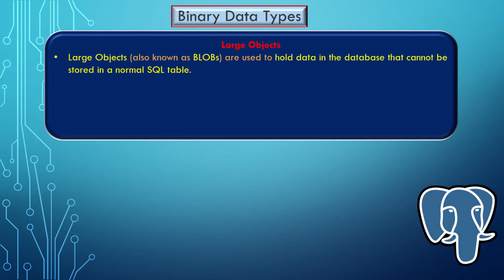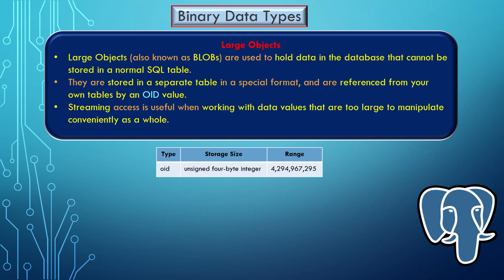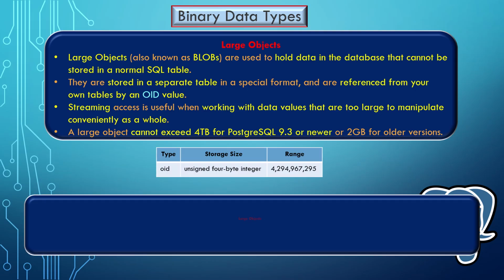Large objects, also known as blobs or binary long objects, are used to hold data in the database that cannot be stored in a normal SQL table. They are stored in a separate table in a special format and are referenced from your own tables by an OID value. Streaming access is useful when working with data values that are too large to manipulate conventionally as a whole. A large object cannot exceed 4 terabytes for Postgres version 9.3 or newer, or 2 gigabytes for older versions.